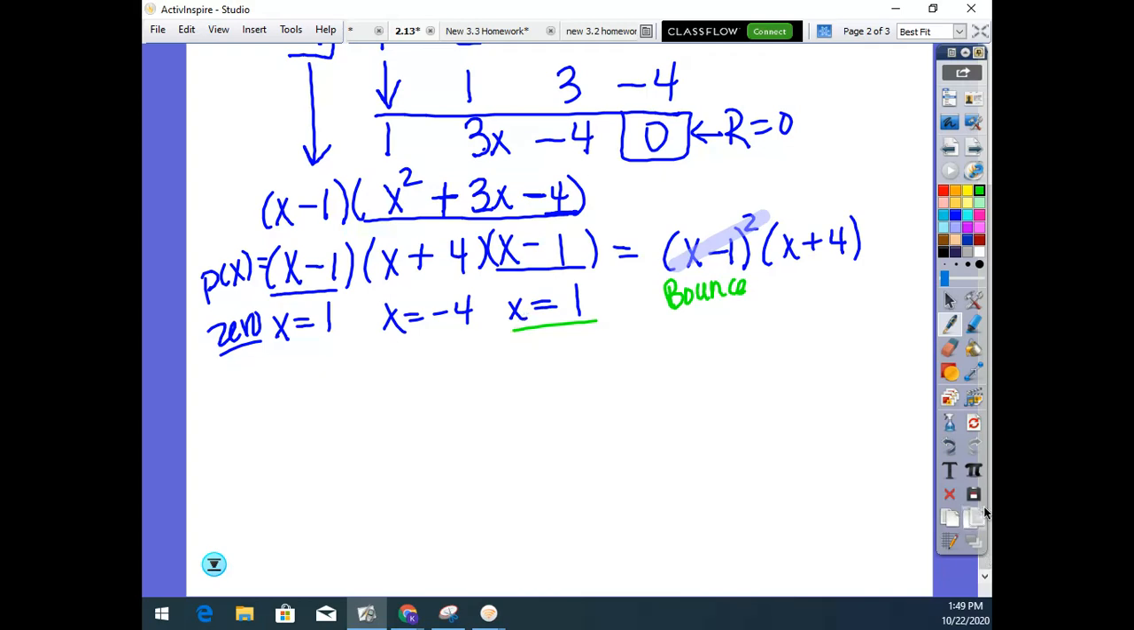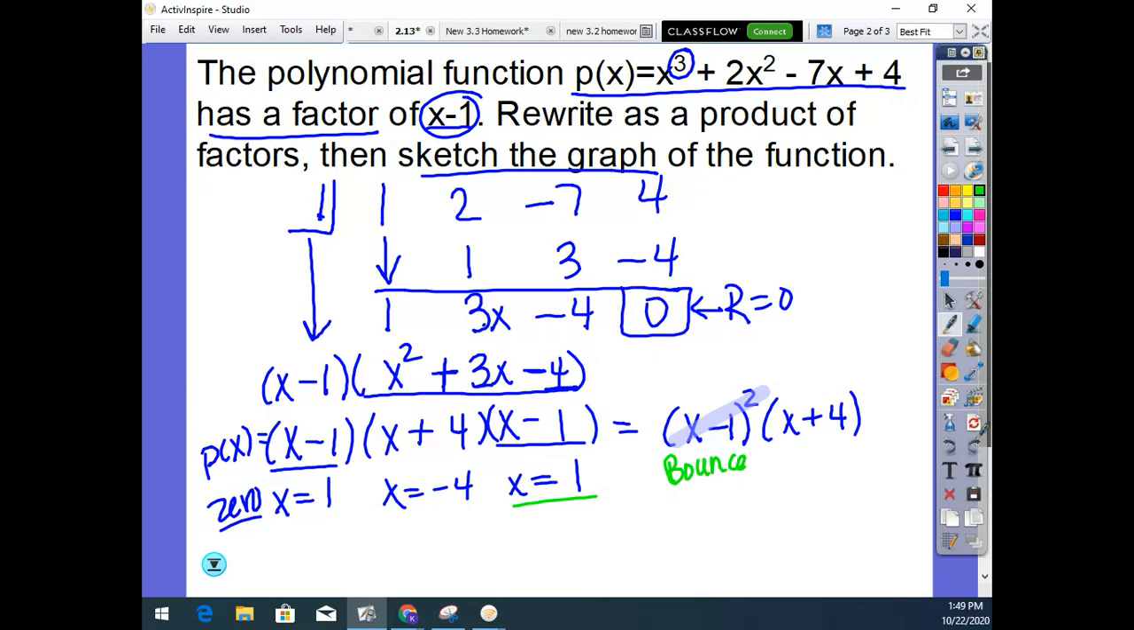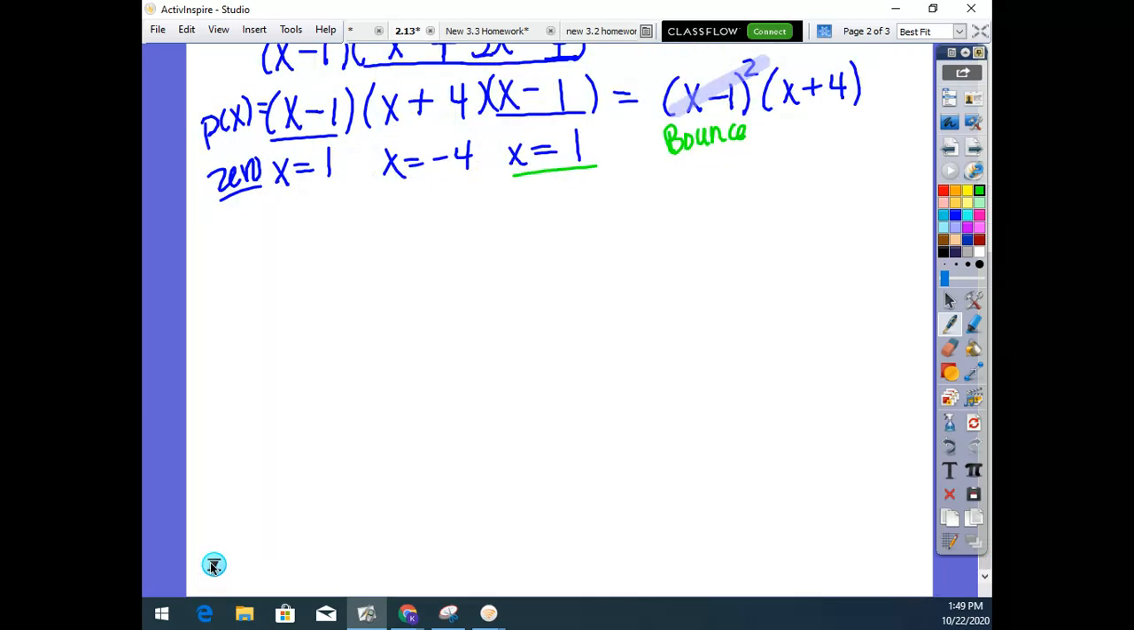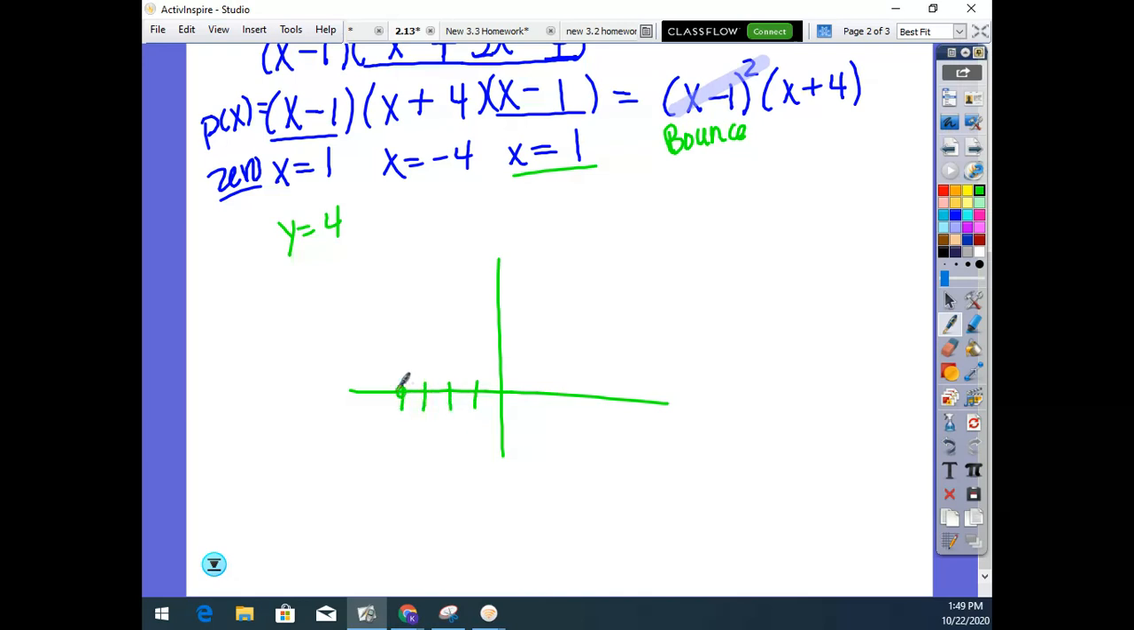All right, let's remember what our constant was. So our constant, positive 4. Since our constant was positive 4, that's our y-intercept. So 1, 2, 3, 4. Graph the 0, positive 1. y is positive 4. x to the third. I'm going to come up, grab that, bounce off of 1 to get my x to the third shape.